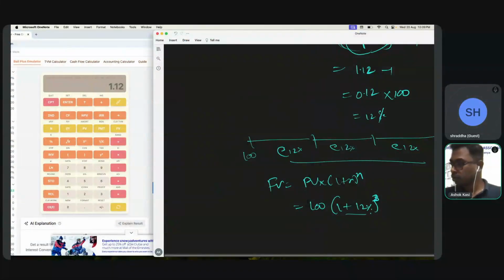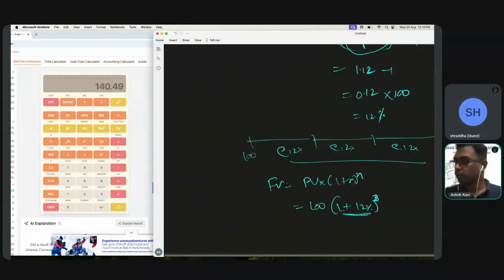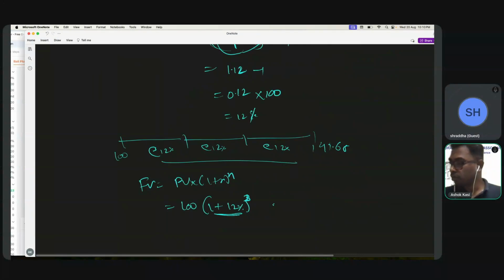So 12 percentage plus 1 equal to 1.12, raised to 3, so y raised to x, 3, equal to 1.40, into 100. That is 140.49, which is equal to 141.68 only. The reason this difference is coming is because of the decimal problem.